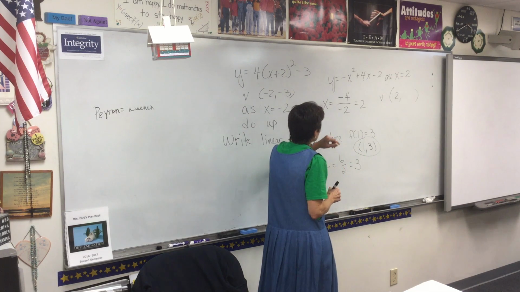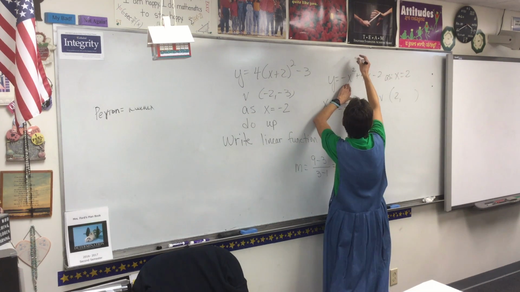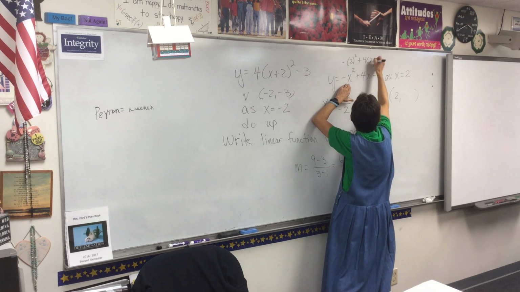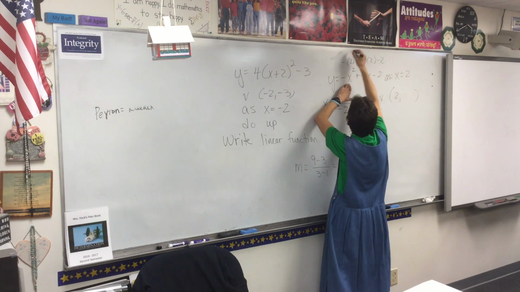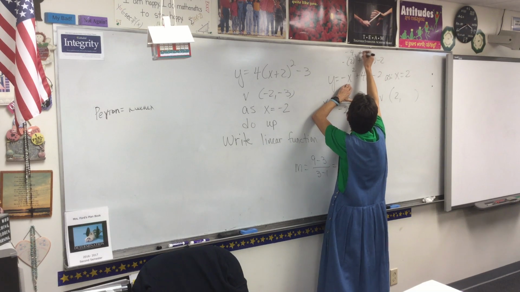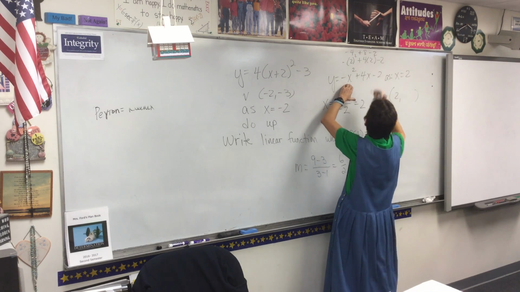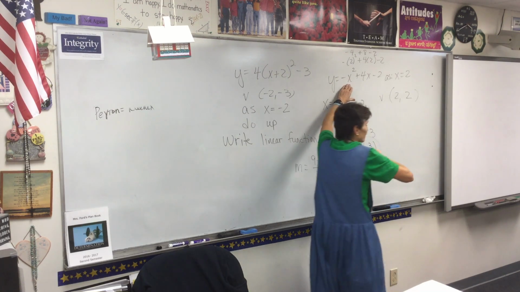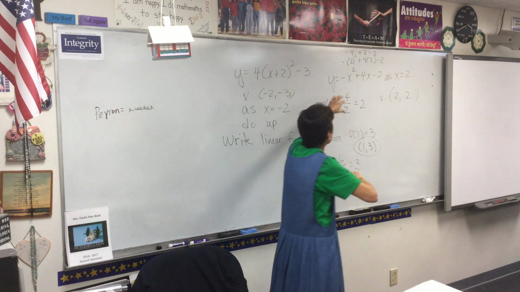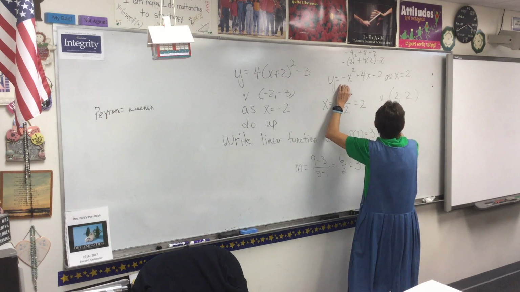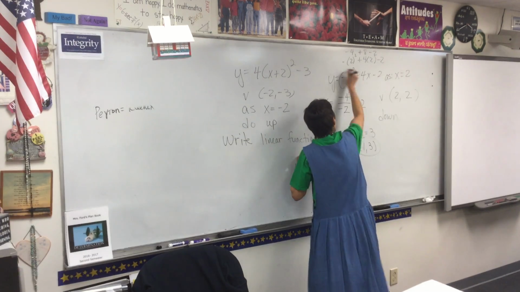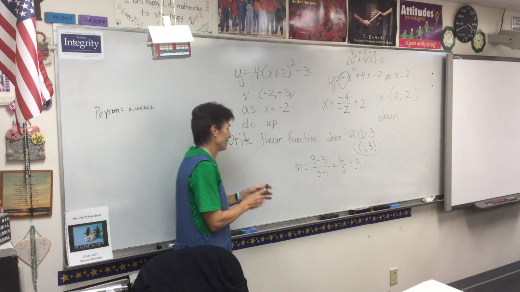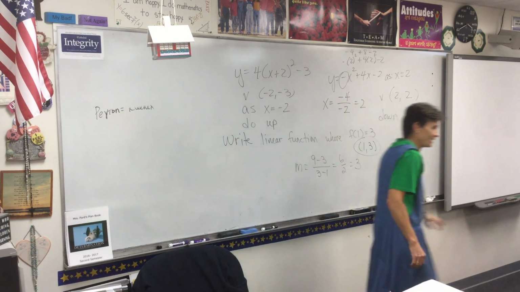My vertex would be 2 comma, all right, so this is negative 2 squared. I'm almost done, hang on. Negative 4 plus 8 minus 2 is what? 2? And it opens... Oh my gosh, no! How does it open? No. You guys.